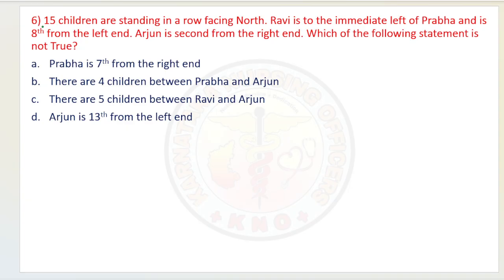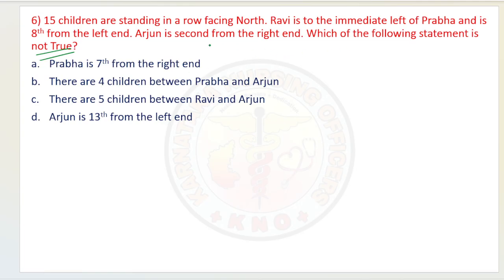Okay. So next question. 15 children are standing in a row facing north. Ravi is to the immediate left of Prabha and is 8th from the left hand. Arjun is second from the right hand. Which of the following statements is not true? Among the 4 options, we need to choose the statement which is not true.